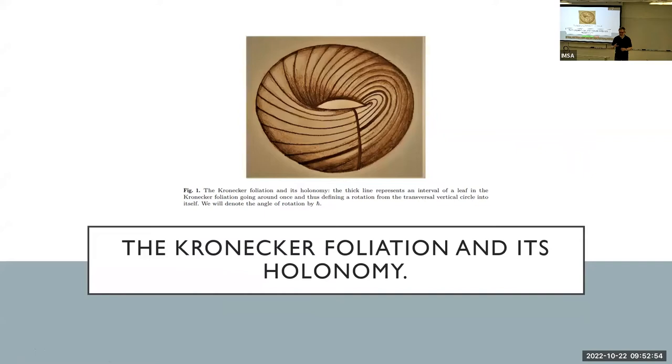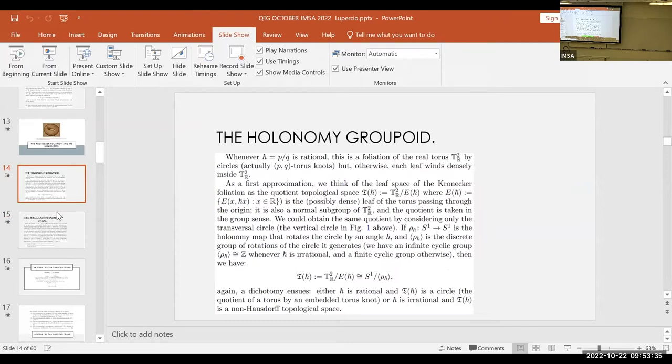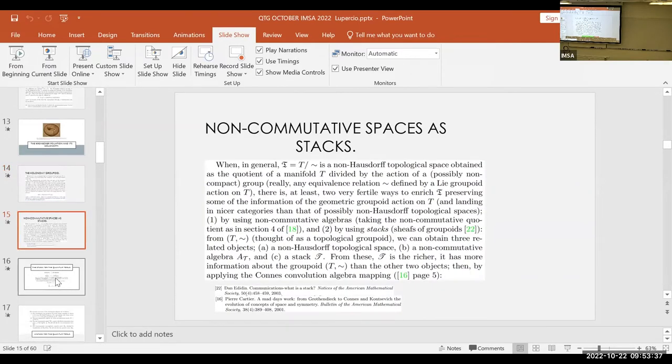And it has this dichotomy, rational, irrational. When it's irrational, then the quotient would be non-Hausdorff. When it's rational, the leaf would be just a closed knot, and the quotient would be a circle in this case. And the thing is that we think of these things as stacks.